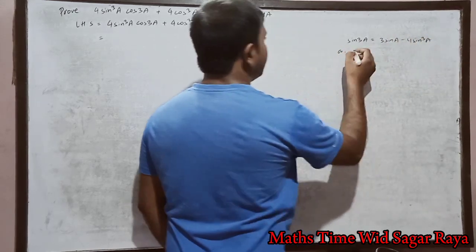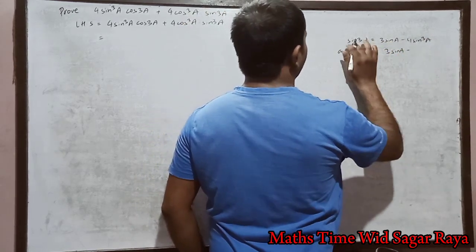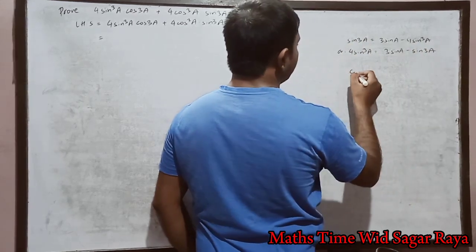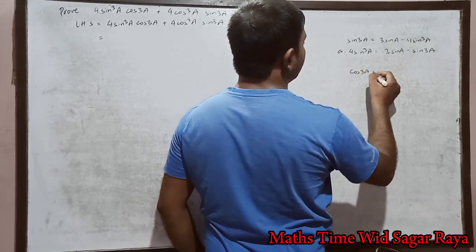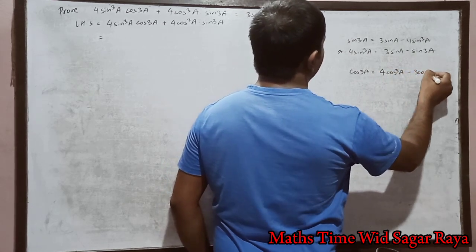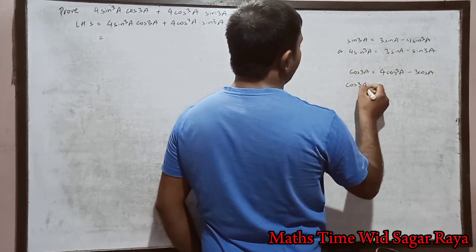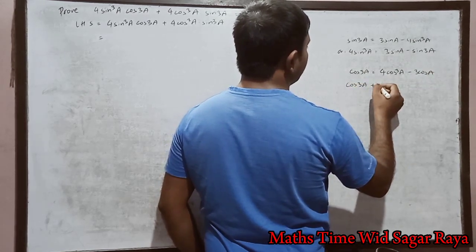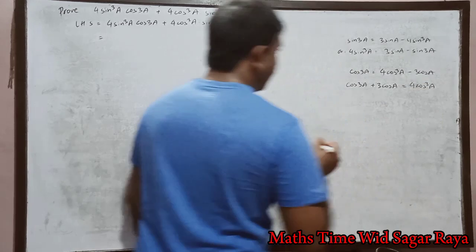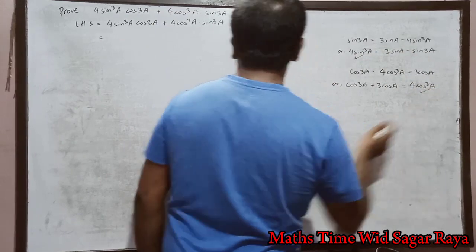Now if I bring this side, 4 sin cube a will be positive, and here it will be 3 sin a, and this sin 3a will go this side, so it will be minus sin 3a. Similarly, let's write the formula for cos 3a also. Cos 3a formula is 4 cos cube a minus 3 cos a. Now let's bring this minus 3 cos a this side, cos 3a plus 3 cos a equals 4 cos cube a.